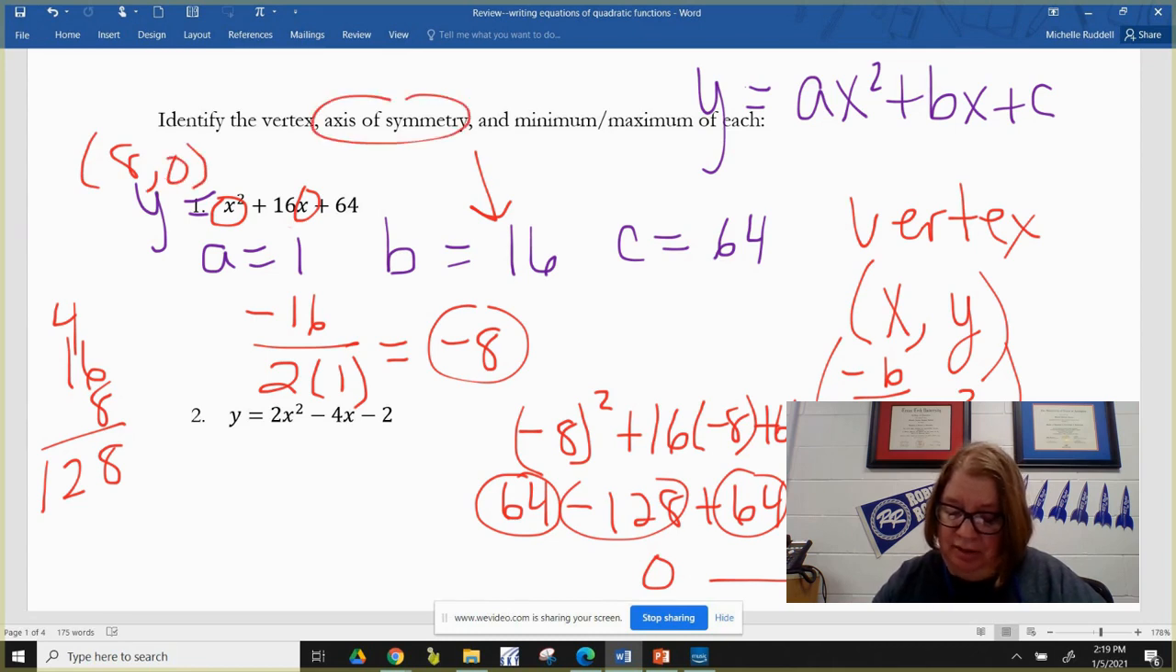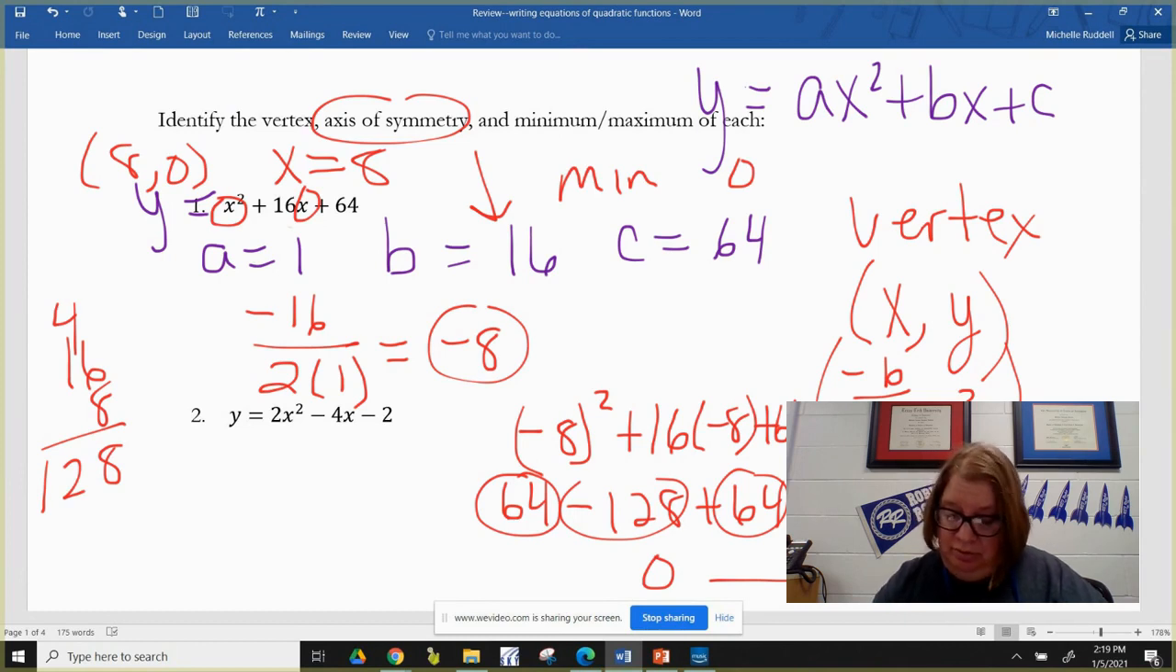Your axis of symmetry is going to be x equals negative 8. It's always, always, always the x part of your vertex. And the minimum: how do we know from this equation whether this parabola opens up or down? Because the x squared term is positive. That means it opens up, which means the vertex is a minimum. And the minimum is 0.